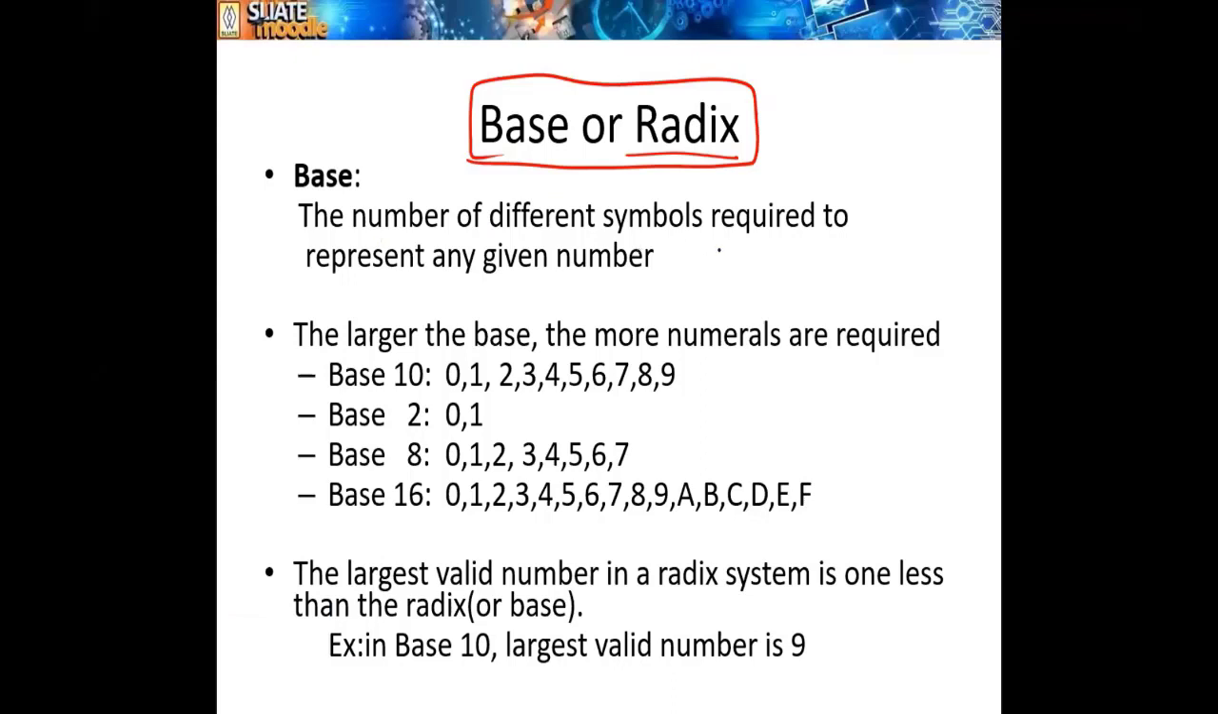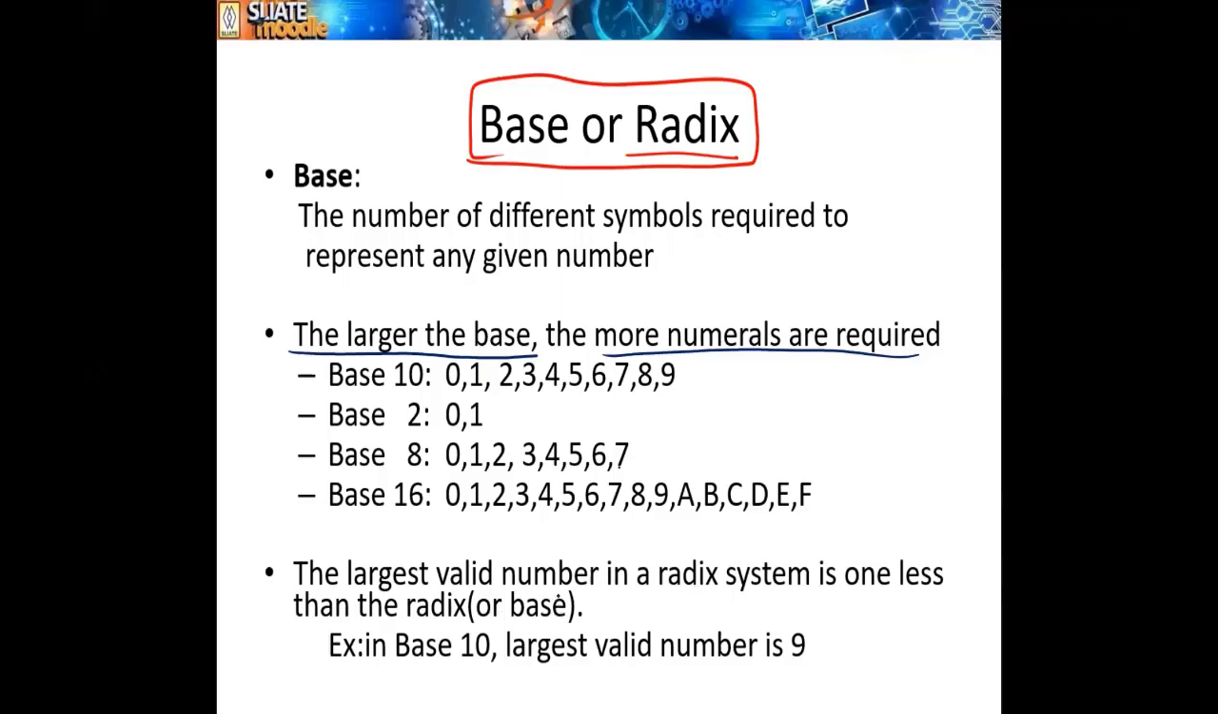The number of different symbols required to represent any given number. The larger the base, the more numerals are required. So for base 2, only 0 and 1. For base 8, 0 to 7. For base 10, 0 to 9. For base 16, 0 to 15. So the largest valid number in a radix system or base system is 1 less than the radix.